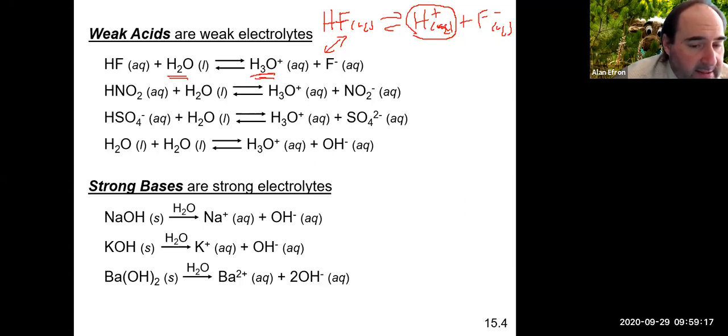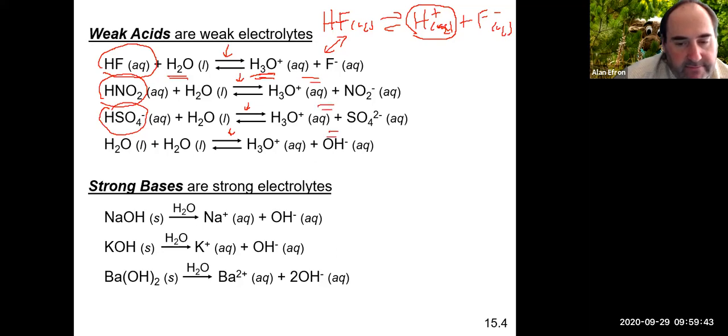This is a weak acid in all these cases. We see these reversible arrows in each of them. What that means is, unlike our strong acid, what we mainly have in solution are these guys: HF, which is hydrofluoric acid, nitrous acid. These are typically going to be in solution. We will produce a little bit of these guys on the right-hand side. So we'll produce a little.